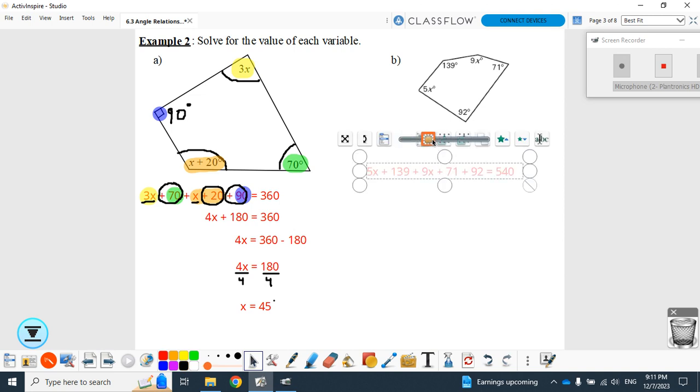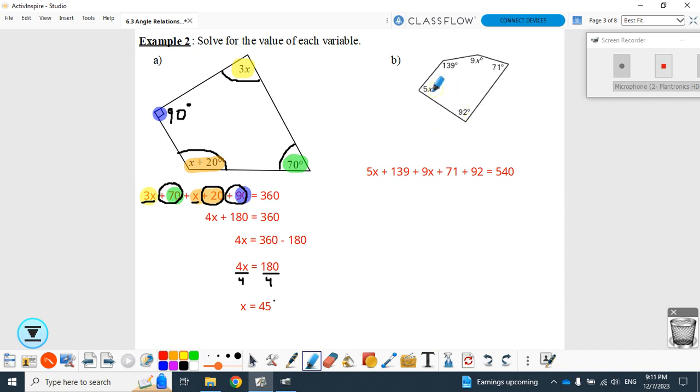So that's exactly what we're going to write. We're going to add up all these angles and set it equal to 540 degrees. So here we got 5x, plus 139, plus 9x, plus 71, plus 92. All these angles added up together has to equal 540. Again, we're going to collect our like terms. So we got 5x plus 9x, which is 14x, and then 139 plus 71 plus 92 adds up to 302.